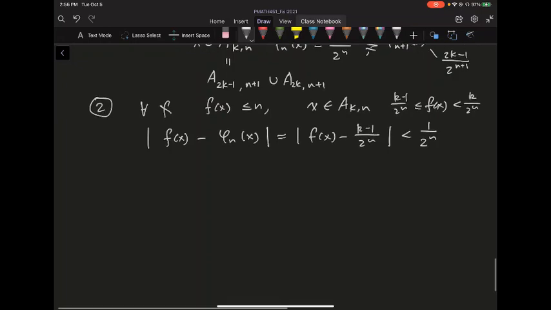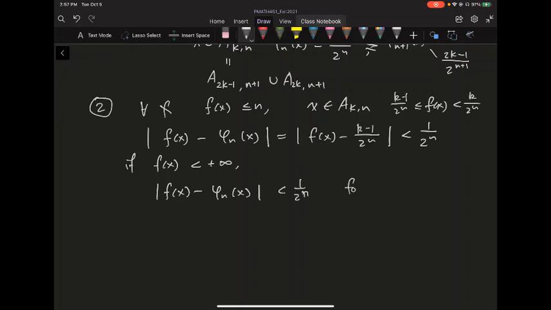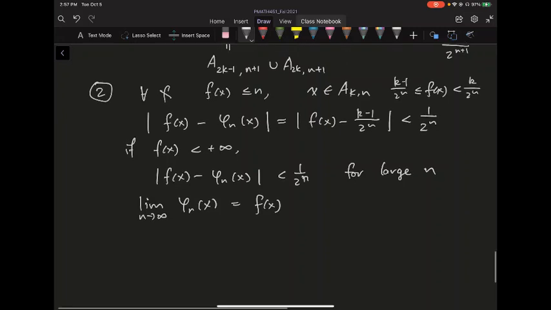All right, so because of that, for such x, if f of x is finite, if f of x is less than infinity, then it has to be less than or equal to some n, and for n large enough, f of x minus phi n of x is less than 1 over 2 to the n. Okay, so they're really close for large n. And that's essentially saying if I take the limit as n goes to infinity of phi n of x, I'll get f of x. That means the limit converges.